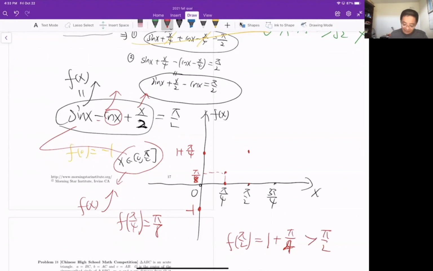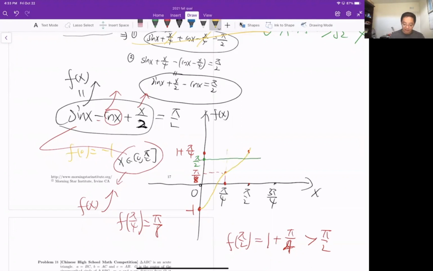Because pi over 4 is less than 1. All right, so the point, this is like pi over 2 is right here. So if I have a look at the graph of the function, if the graph of the function is like that, and pi over 2 is right here.